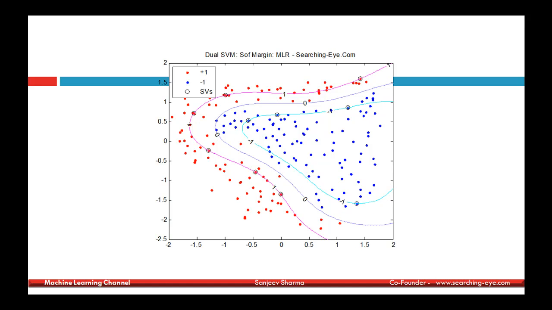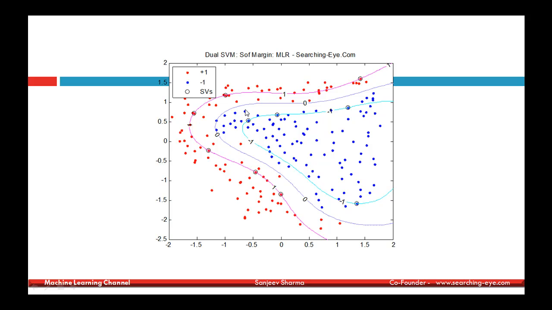And here is a solution using the dual soft margin SVM, and as we can see, the training error is approximately 0, and these are the support vectors, all the points lying inside the margin and all the points lying on the margin are support vectors.